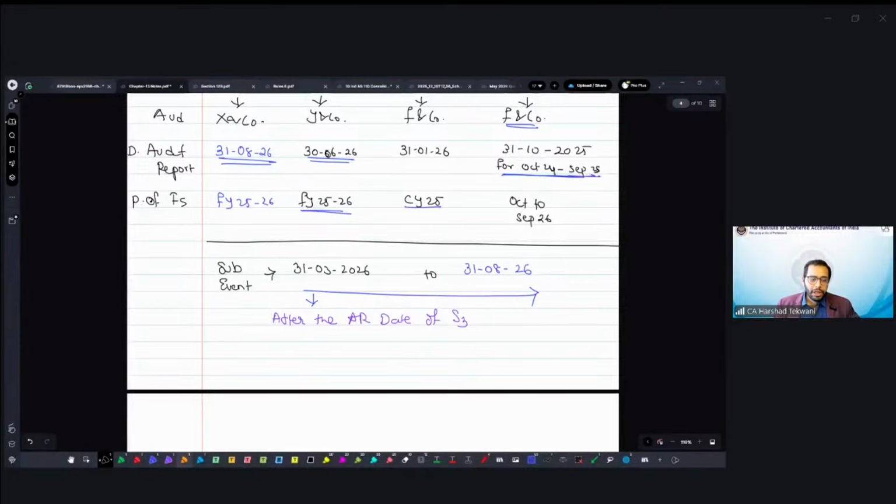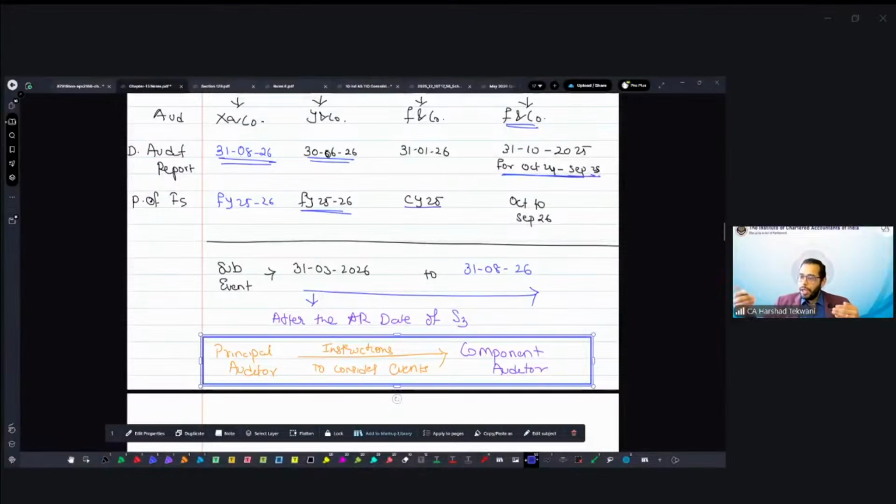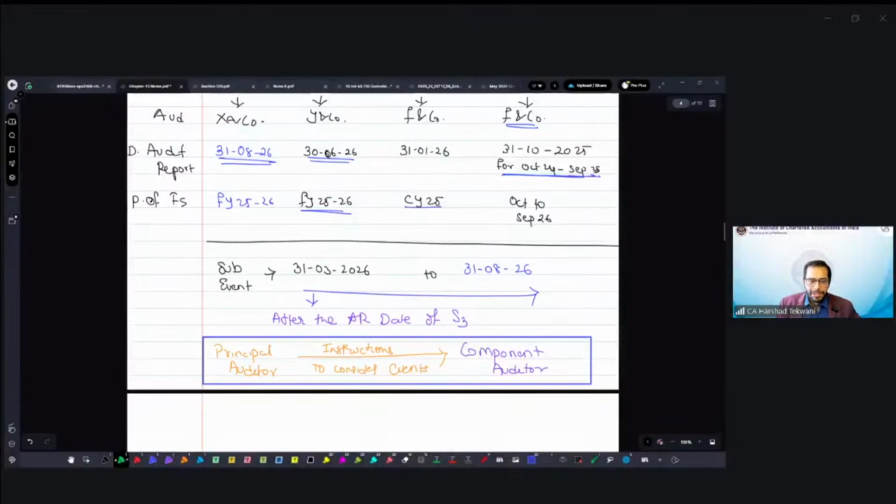So here, what will the auditor be required to do? The principal auditor will provide instructions to consider events between this particular period, and these instructions will be given to the component auditor. This is the role of the principal auditor. He needs to provide these instructions on what you are required to do. And this is as per SA 600. I'm not saying something new.